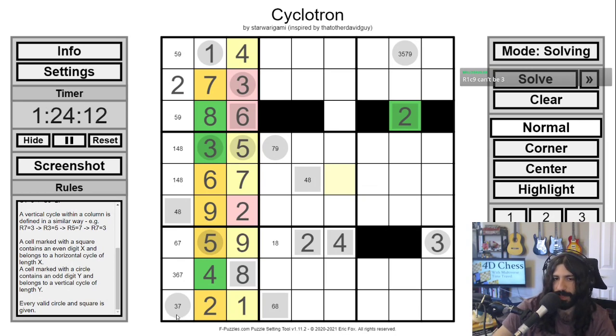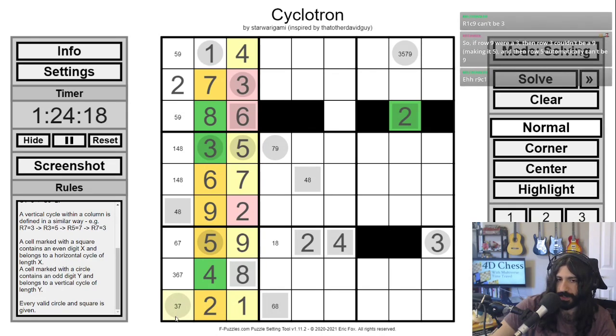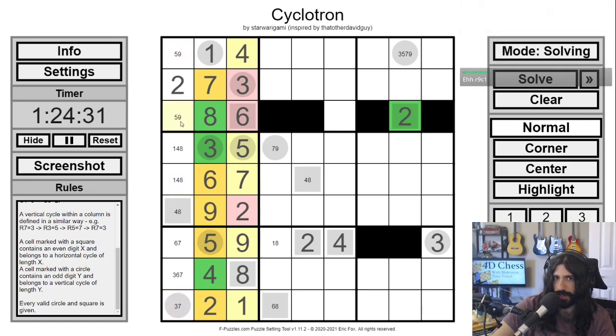R1C9 can't be 3, Milch. Why? Because if this could be a 3, right? Because 3, 5... You're right. There simply can't be a 3 cycle. 3 would lead to here. This can't be a 9 because that would be a 2 cycle. So it'd have to be a 5. And then this would have to be a 9. So this has got to be 7. Milch, you son of a bitch.